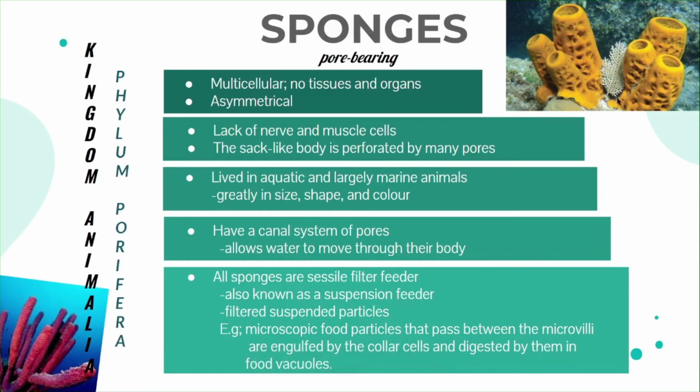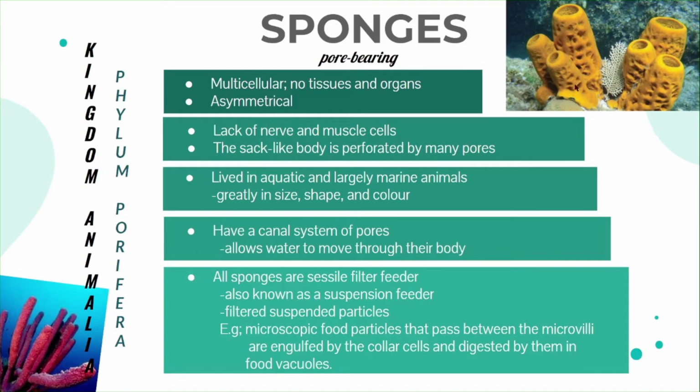Okay, this is the sponges, which are known as the pore-bearing. The sponges are under the kingdom Animalia with phylum Porifera. So they are multicellular, which lack tissues and organs and have an asymmetrical shape, and the lack of tissues and organs means the lack of a nervous system and they don't have muscle cells. So which means they do not move and stay still at the bottom of the ocean.